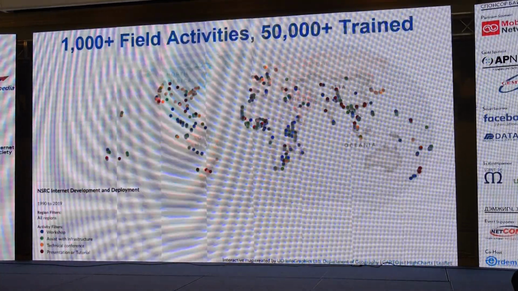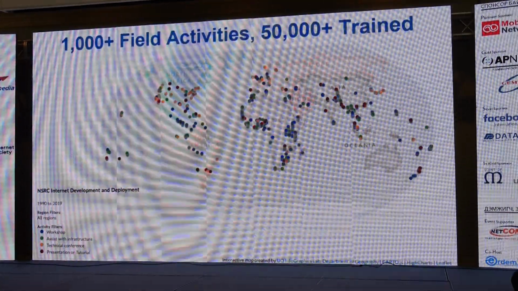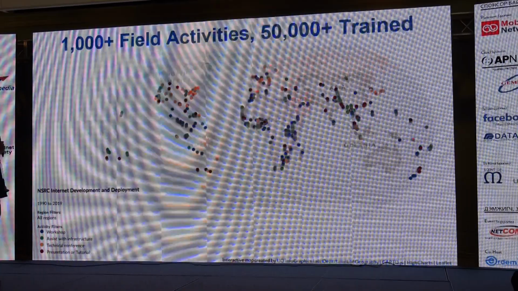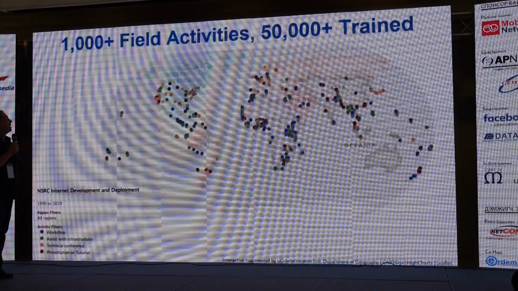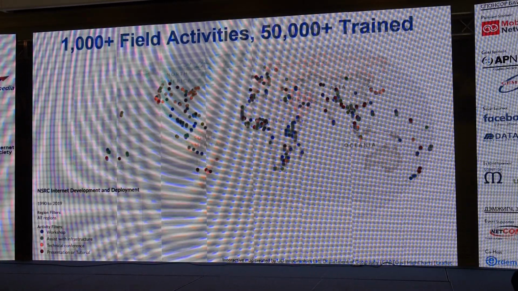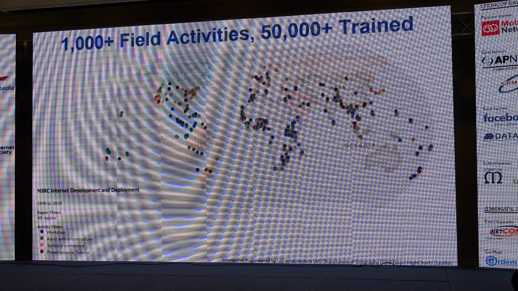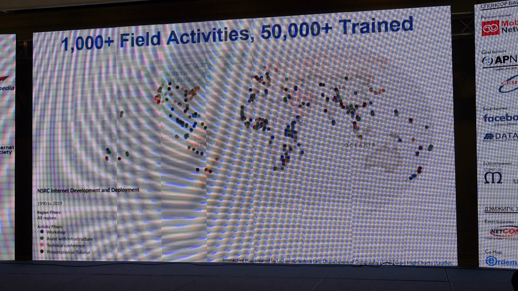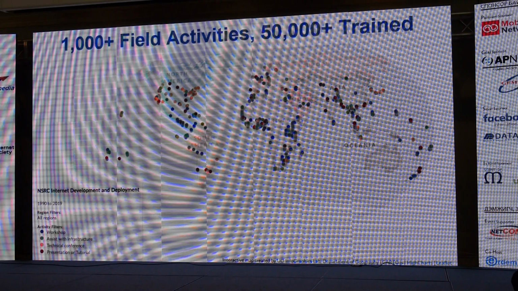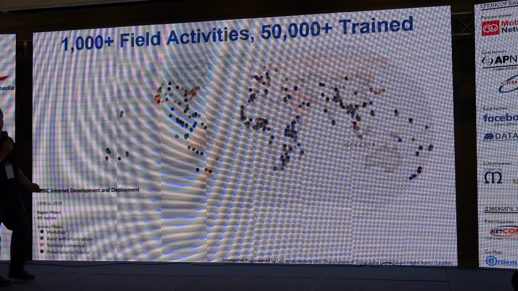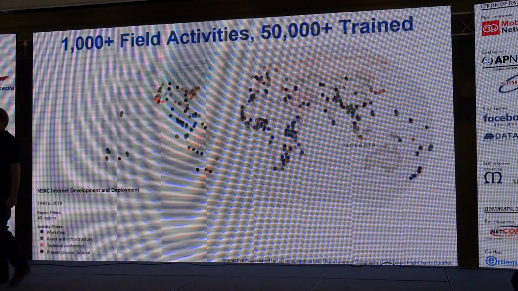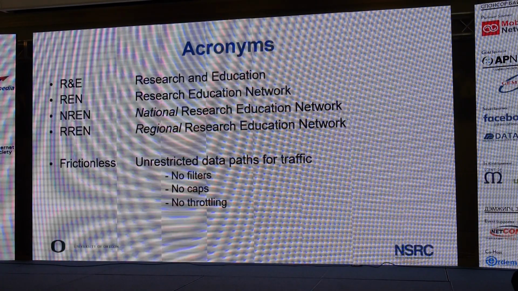And over the years, since about 1991, we've been in or gone to around 120 countries, done about 1,000 separate activities, meaning workshops, helping people directly, providing equipment, giving advice, that kind of stuff, and trained probably around 50,000 network engineers. And these are rough numbers, but we're within the range of what we've done.